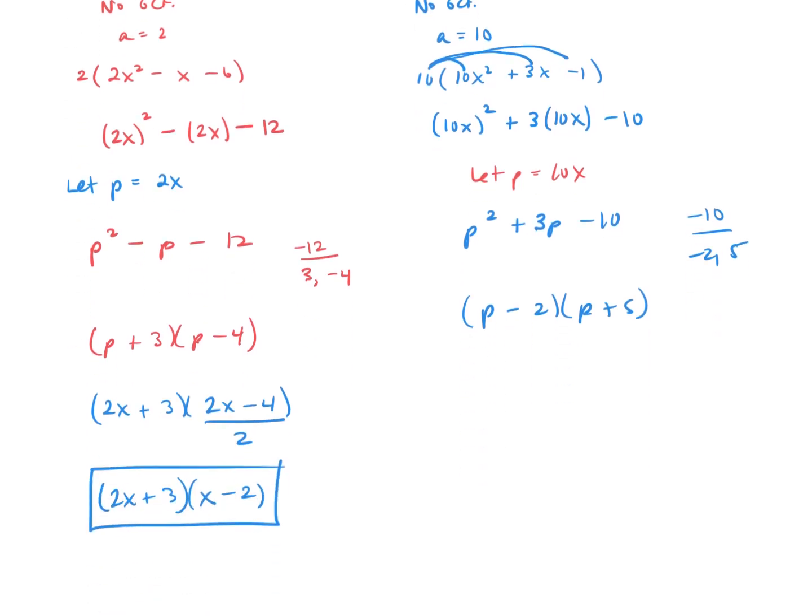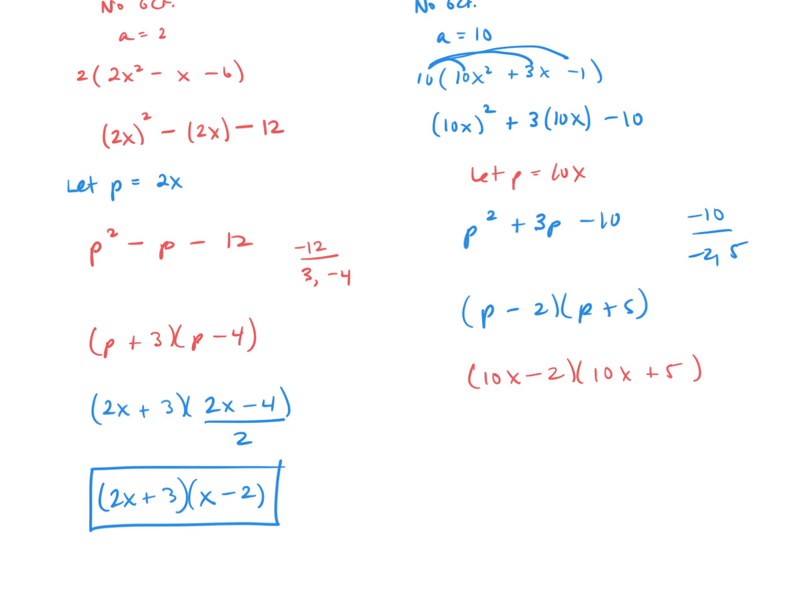Let's replace those p's with the 10x's. So we're going to have 10x minus 2 times 10x plus 5. And now we have to divide by 10. We multiplied by 10 in the beginning, now we divide by 10. So if I look at this binomial, I need both terms to divide by 10, and they don't. Over here, I need these terms to divide by 10, and they don't. But I have to divide by 10 because I multiplied by 10 in the beginning, so this is 10 times bigger than it needs to be, so I do have to divide by 10.